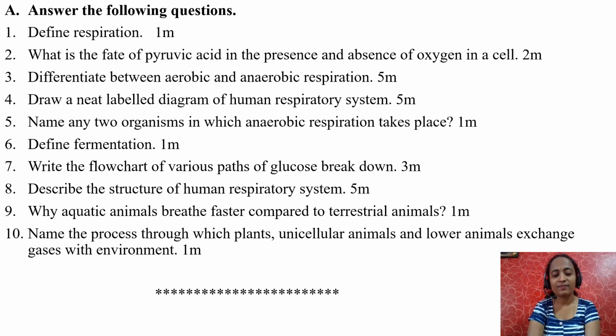Answer the questions. Define respiration. What is the fate of pyruvic acid in the presence and absence of oxygen in a cell? Differentiate between aerobic and anaerobic respiration. Important question: draw a neat labeled diagram of the human respiratory system. Important question: name any two organisms in which anaerobic respiration takes place. Define fermentation. Write the flowchart of various paths of glucose breakdown. Describe the structure of the human respiratory system. Why do aquatic animals breathe faster compared to terrestrial animals? Name the process through which plants, unicellular animals and lower animals exchange gases with the environment.